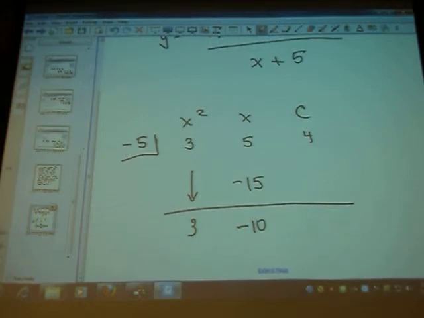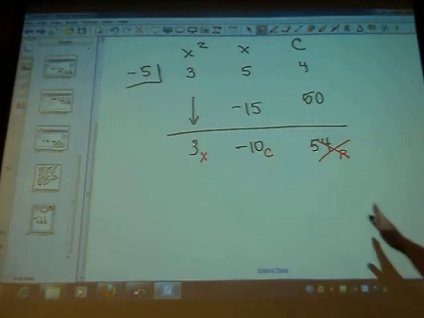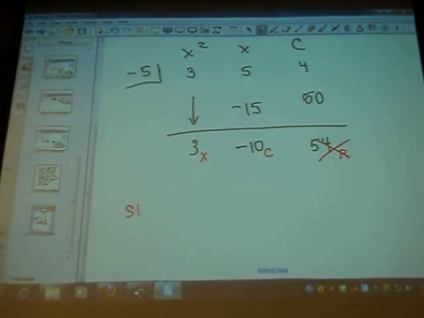Multiply again. 50. And then add, 54. Okay, 54 would be my remainder. Negative 10 would be my constant. 3 is my x term. So 3x minus 10. Okay, so just scrap the remainder. We don't even care about that. Really, once you get to your constant on the bottom, you can stop if you're really lazy. Okay, what's my slant asymptote?